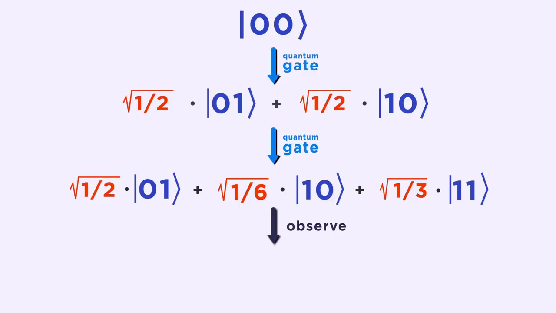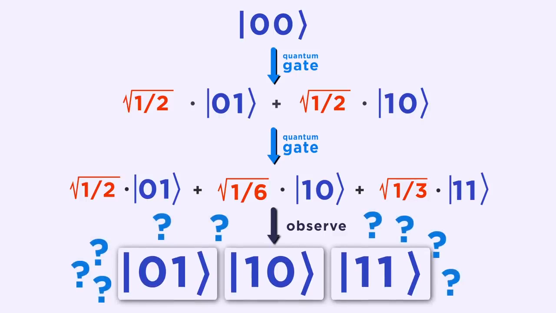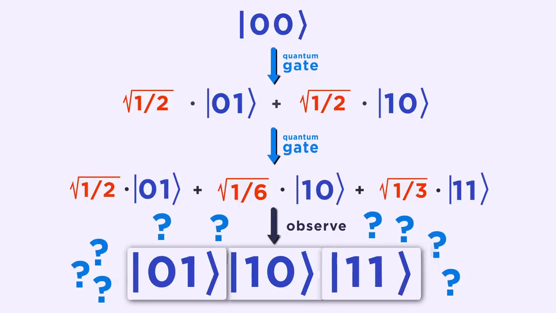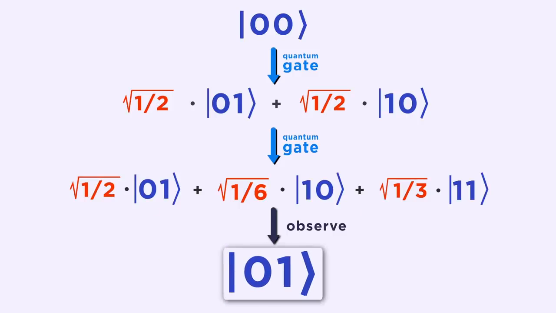But we can't see these delicate superpositions. Remember, a superposition is like a limbo between basic states. When you observe the computation and look at it from the perspective of these basic states, it must pick one, collapsing the wave function and revealing a single basic state. In this case, it collapsed to state 0,1.